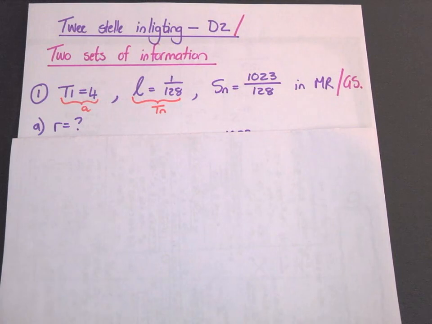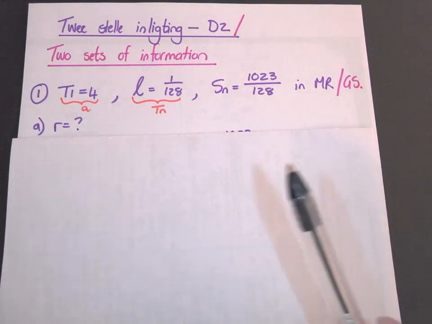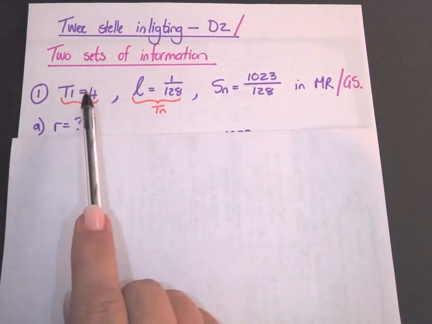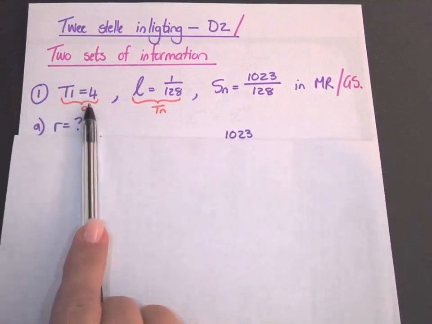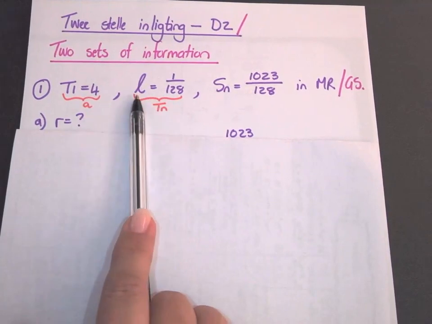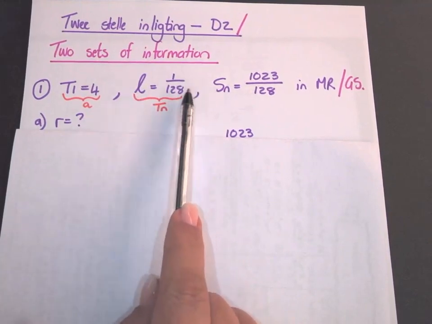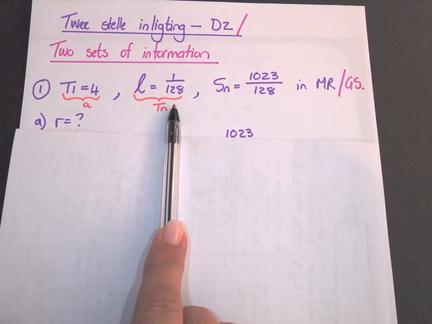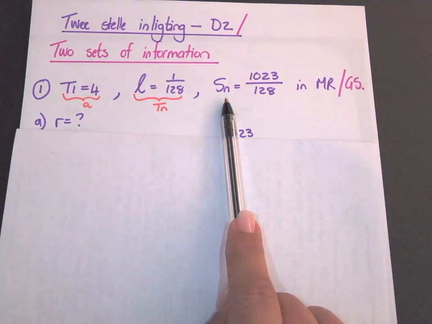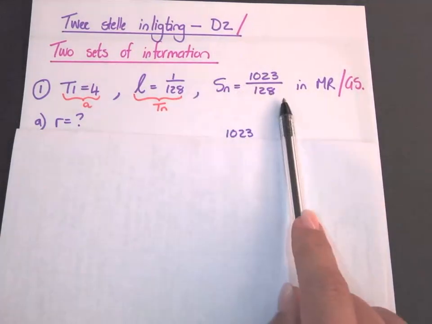Today we are going to do one example. It's a little bit more difficult than yesterday's example, but I also give you more than one set of information. The first clue that I give you is that the first term is 4, so I'm actually telling you what A is. The next one, I tell you the last term is 1 over 128, so I'm actually telling you what Tn is. And I'm giving you the sum of the series.